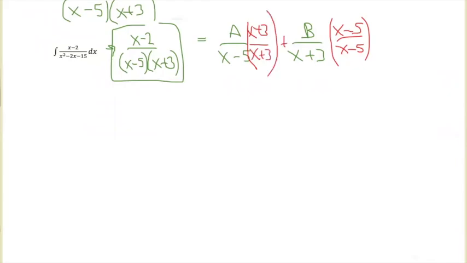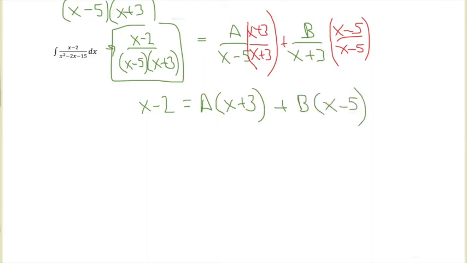There we go. Now that we've got that out of the way, let's just rewrite the numerator part of this equation. We've got x minus 2 equals a times x plus 3 plus b times x minus 5. And now we're going to select values that are going to make either a or b go to 0. So if I want a to go to 0, we're going to have to let x equal negative 3.